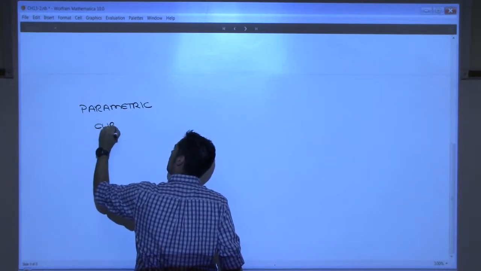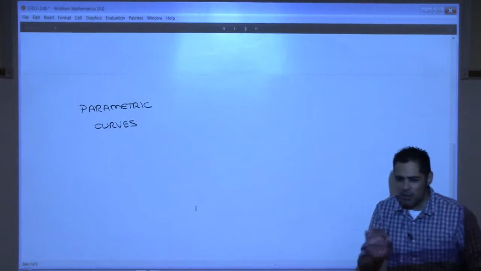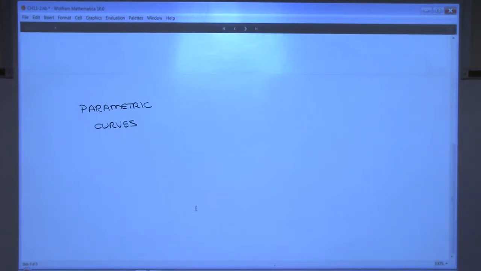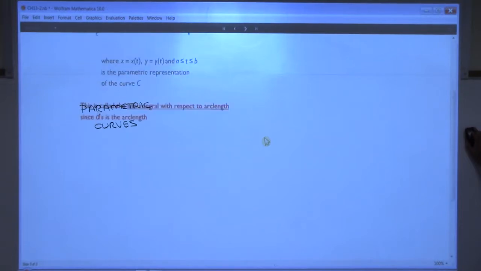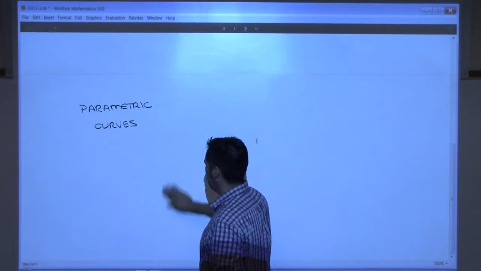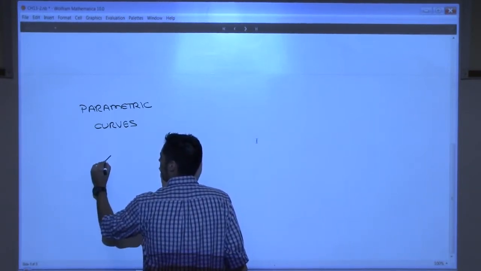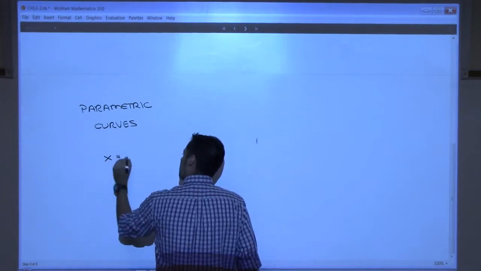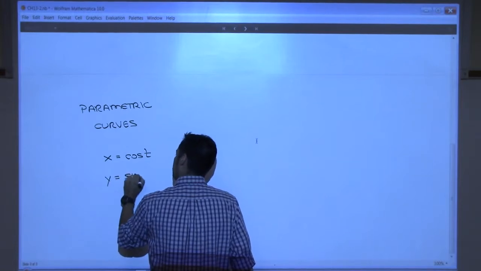Parametric curves. Now, we did talk a little bit about this earlier in the semester. Let me make sure I'm going to use the same variables. So, parametric curves. Let's say I come in here and I tell you right now, x is equal to cosine t and y is equal to sine t.